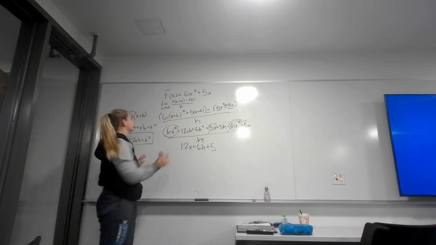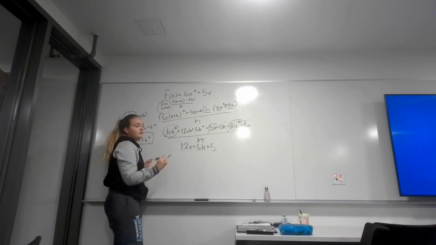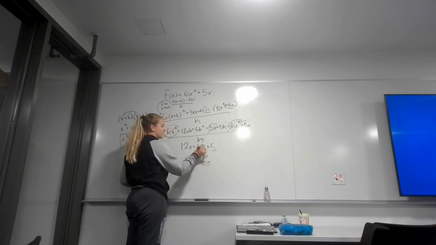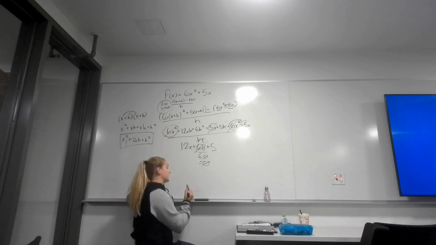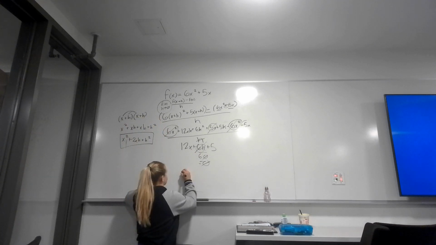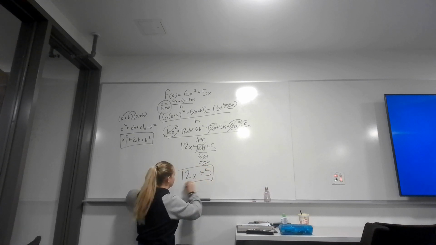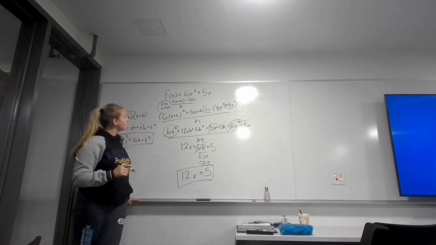As we recall from earlier, this is the limit as h approaches 0. Therefore, we can plug 0 in for h and get 6 times 0 equals 0, so we can remove that from the equation as well. And now our final answer, the derivative of 6x squared plus 5x, is 12x plus 5. I know, that feels like a whole lot of work to get there.